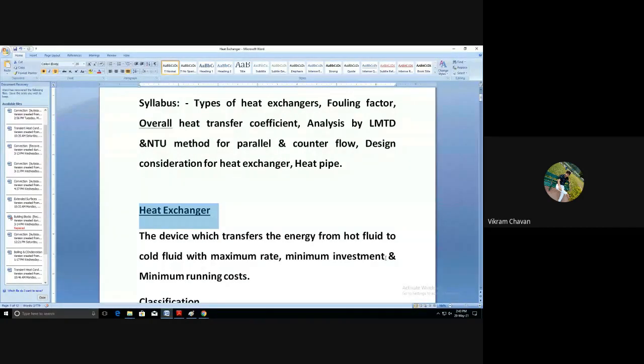Here I want to mention what the main purpose of a heat exchanger is. The main purpose of a heat exchanger is to exchange the heat. In heat transfer, this terminology is used for such devices which exchange heat with a maximum rate and minimum running cost.